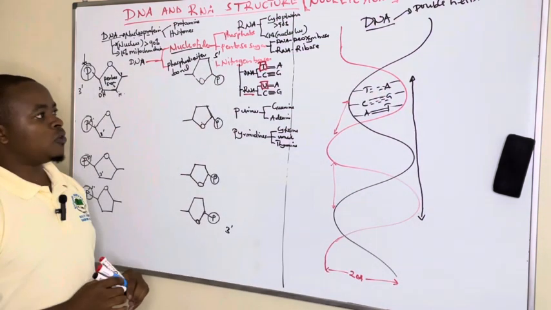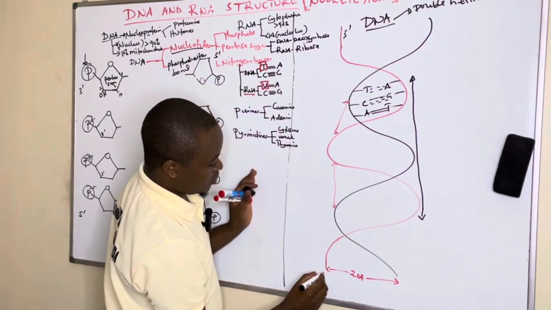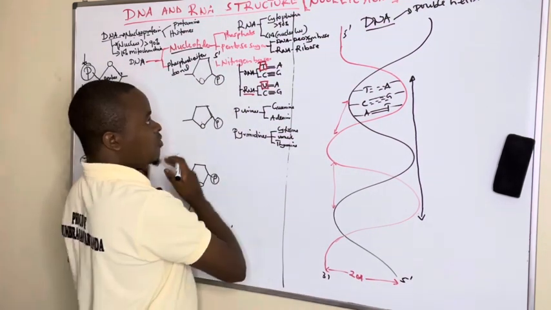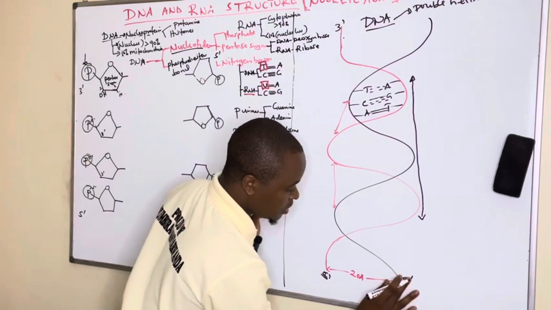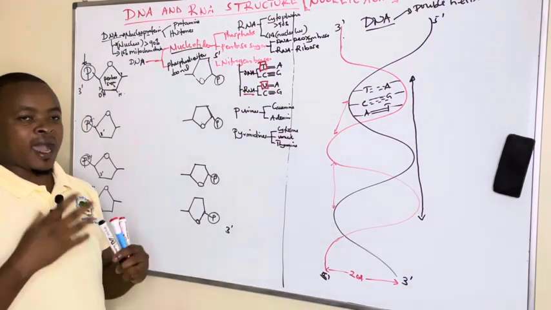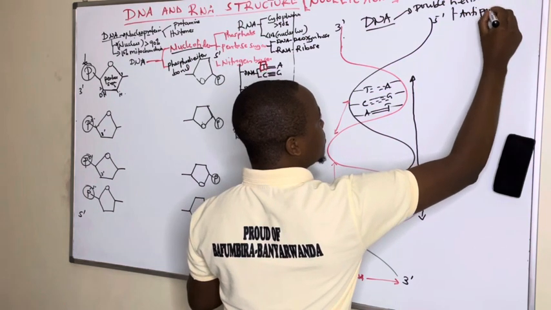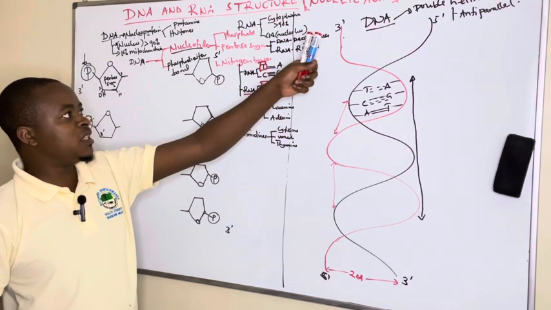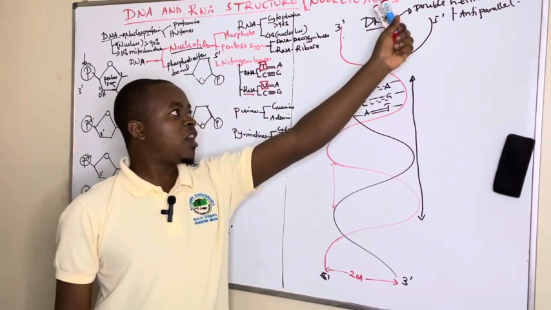So for the 2 strands, if this one is from the 5' end to the 3' end, the other starts from the 5' end. According to our discussion, we begin from the 3' end to the 5' end, then from the 3' end to the 5' end. So they are antiparallel. The double helix in DNA is antiparallel because one begins from the 3' end to the 5' end, and the other moves in the opposite direction.